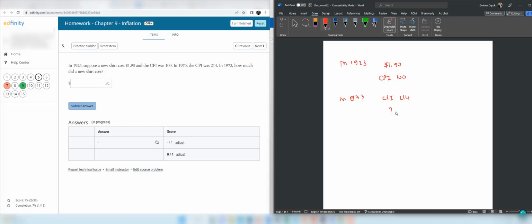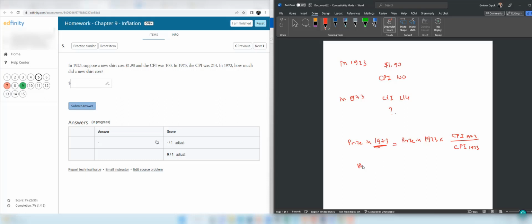The formula is, here we want to know the price in 1973, which is the recent price, and that's equal to the price in 1923 times the price level, the recent one, which is CPI 1973. Remember you have recent data, so therefore you have recent CPI, divided by CPI in 1923. So this is how we solve this question.